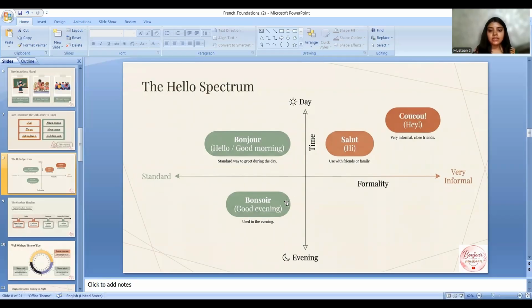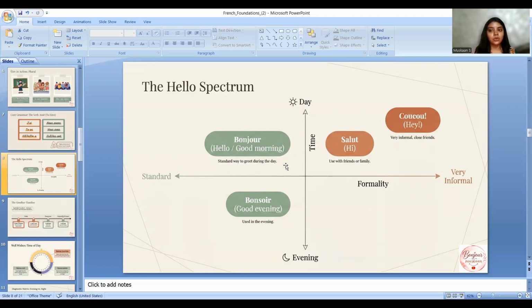Okay, and the next one is bonsoir. Bonsoir we use in the evening and it means good evening. So this one is the standard or formal way, and then this part is very informal. That is the formality.